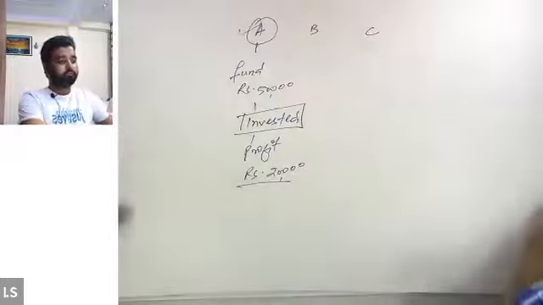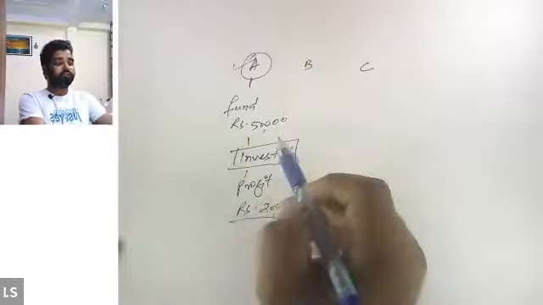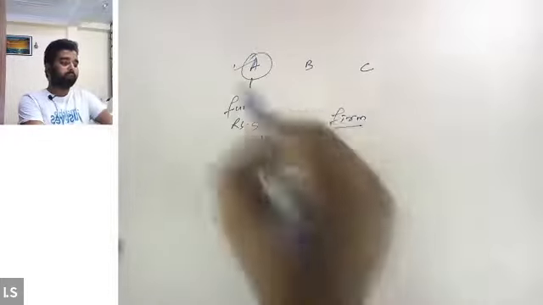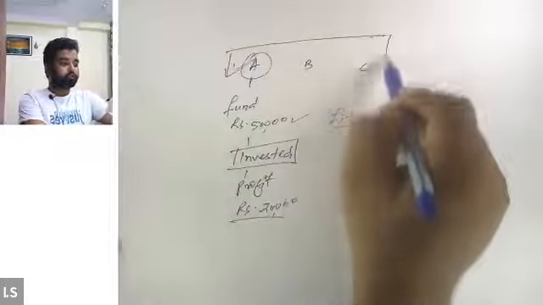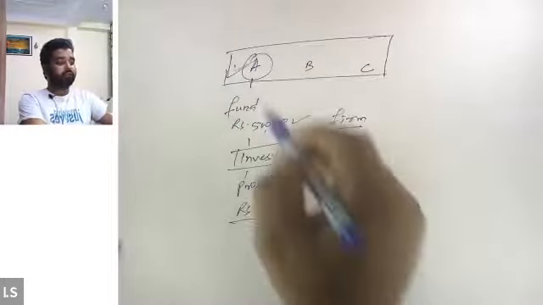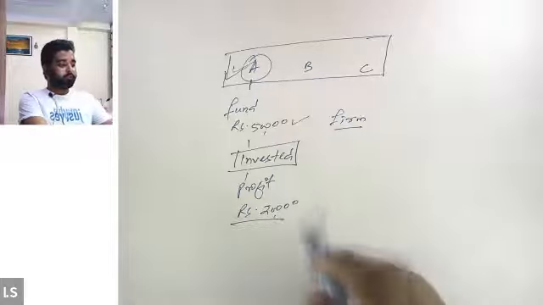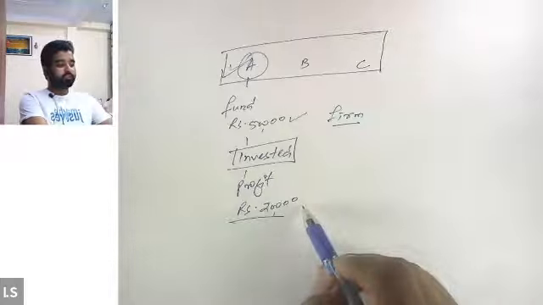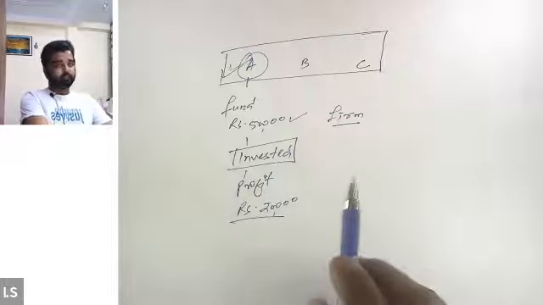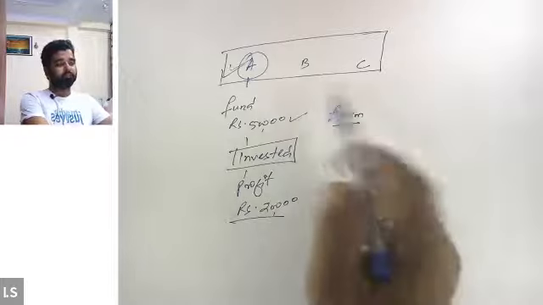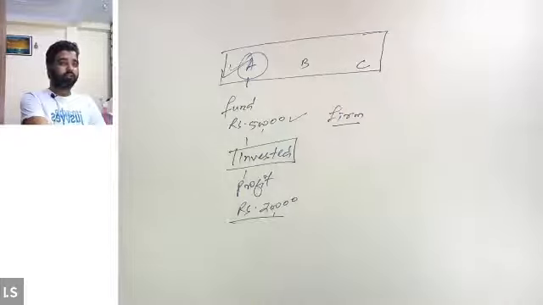Is this clear? Mr. A is using funds of rupees 50,000. This amount belongs to the firm. This is not the personal amount of Mr. A. This amount belongs to the firm, belongs to the business. And now after making the investment, Mr. A has generated a profit of rupees 20,000. So tell me, is this the personal profit of Mr. A? Will this amount need to be shared among the other partners or not? Or can he take the entire amount?